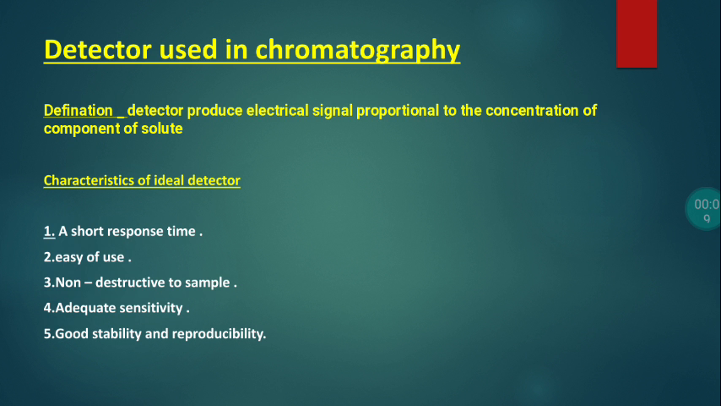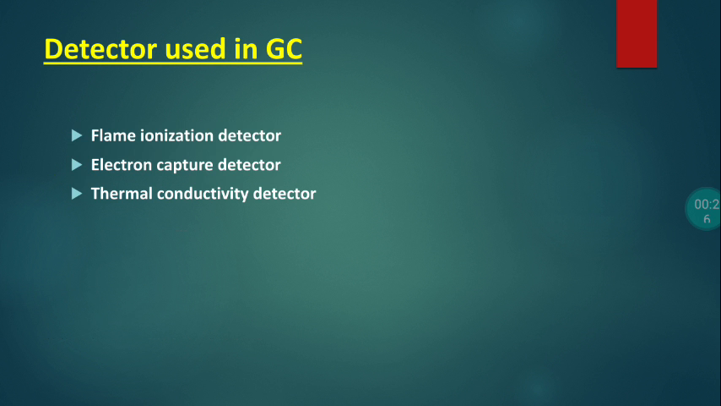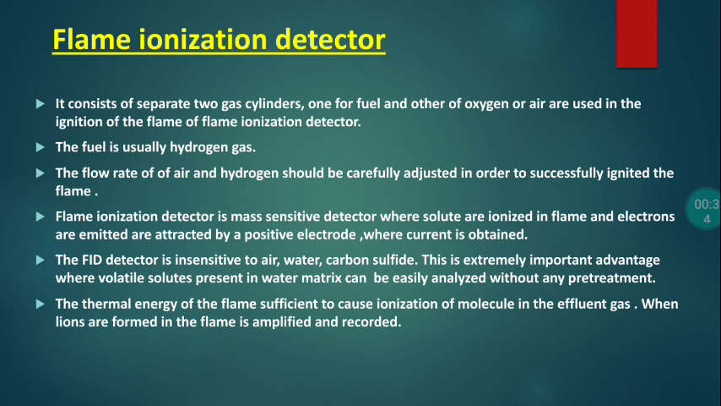So what is a detector? A detector produces an electric signal proportional to the concentration of the component or solute. A detector has ideal characteristics: a short response time, ease of use, non-destructive to the sample, adequate sensitivity, good stability and reproducibility. Detectors used in gas chromatography are the flame ionization detector, electron capture detector, and thermal conductivity detector.